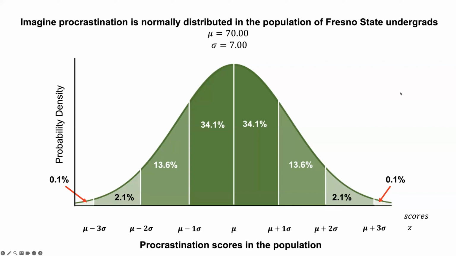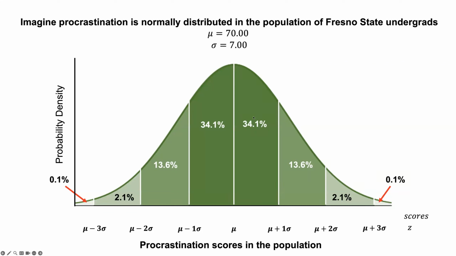So imagine procrastination is normally distributed in the population of Fresno State undergrads. And we'll say that a high score means that you procrastinate a lot. The mean is 70, and the standard deviation in the population is 7. So again, this notation here, this mu, is our population mean, which we typically don't know. I'm just giving it to you for the purpose of practicing this idea. And then our standard deviation equals 7.